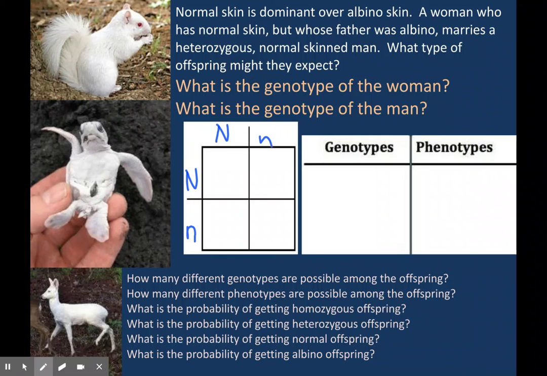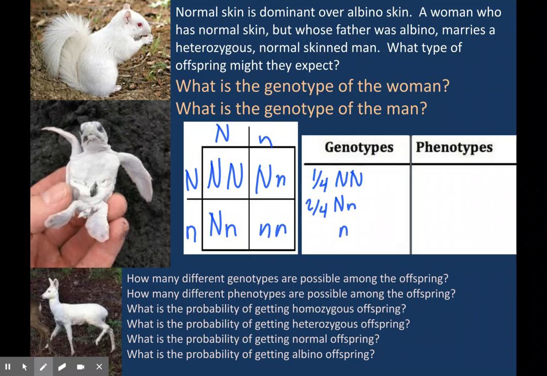What offspring might they expect? So let's cross. We'll bring down the male first, and then the female. You always want to put the capital one first if you can, if you have the option. And then little n. Okay, so what genotypes did they get? They got big N big N, and they've got one of those, 1 out of the 4. They got big N little n, and that was 2 out of 4. And then they got little n little n, 1 out of the 4.